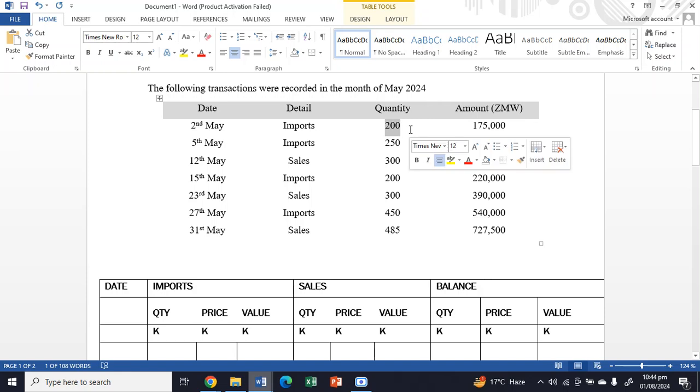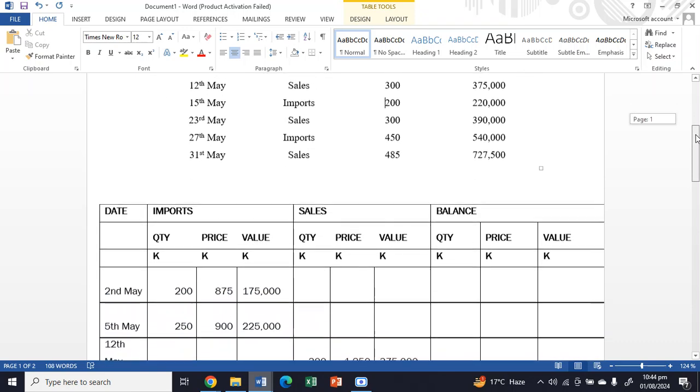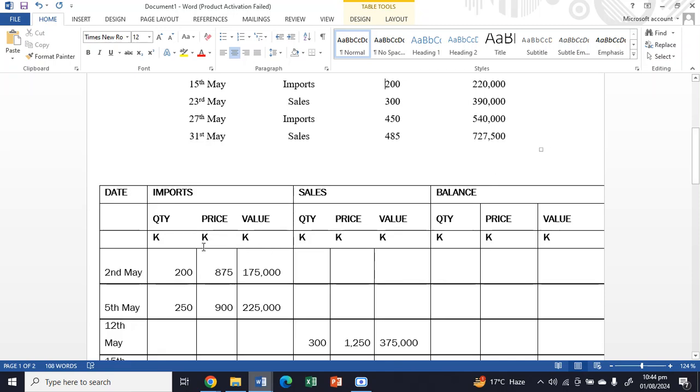So we're going to use the average costing method for inventory valuation. So 2nd May, imported 200 units. We paid a total of 175,000. So if we come to our table here, 2nd May, we got 200 units, paid a total of 175,000. So when you divide 175,000 by 200, you get 875 kwacha.